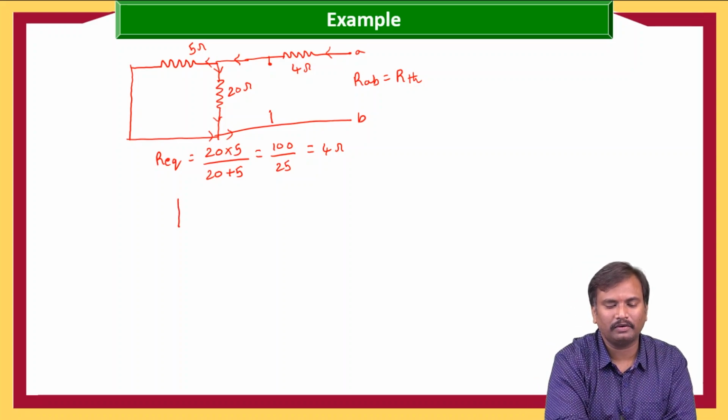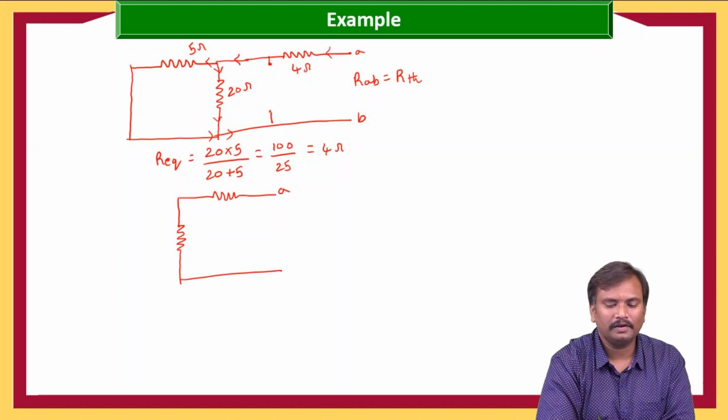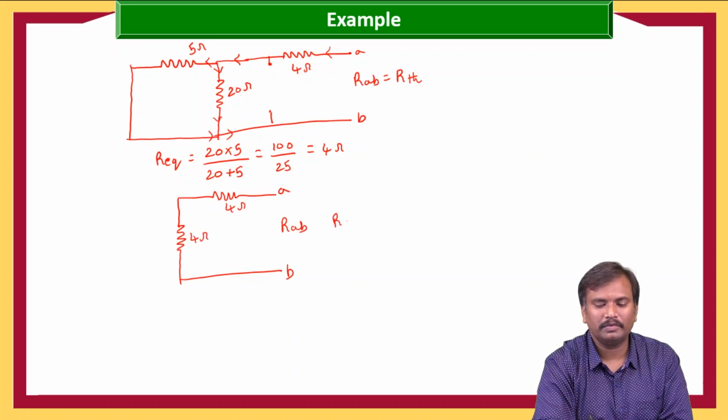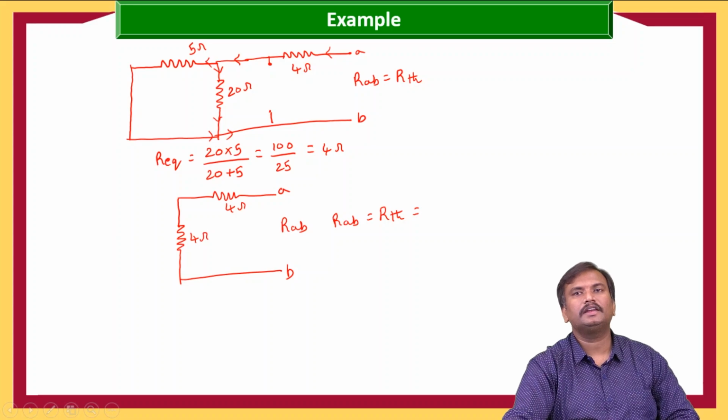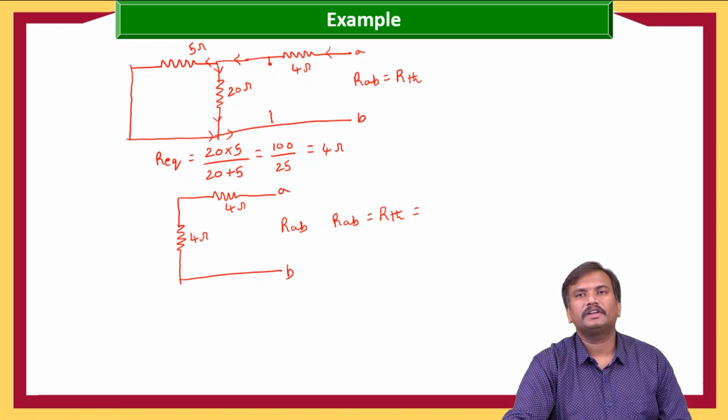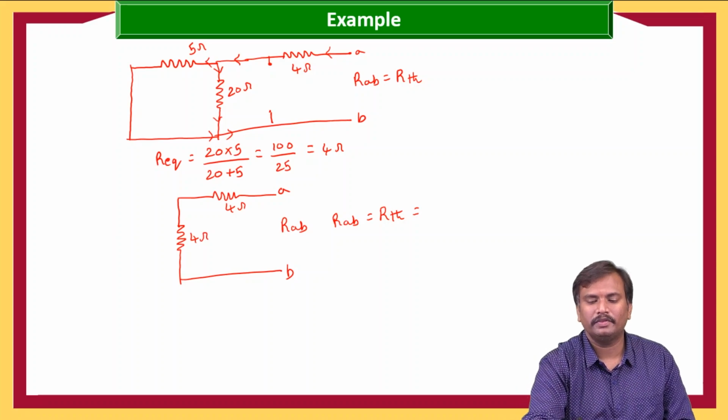Now if we replace the circuit, this is A, B, with 4 ohms and 4 ohms. So RAB is equal to RTH. Now we can say that these two elements are connected in series. When 4 ohms and 4 ohms are connected in series, R1 plus R2 is equal to 4 plus 4, which is equal to 8 ohms.